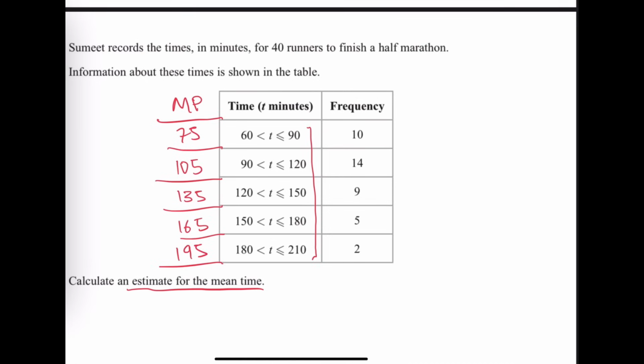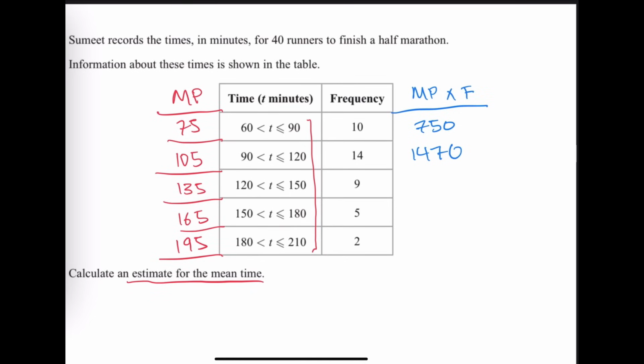Now, what we do next is take the midpoint and times it by the frequency, as this is just an average of what we think every single person did. So we do 75 times 10, that is 750. We do 105 times 14, that is 1470. 9 times 135, that is 1215. We do 5 times 165, that is 825. And lastly, we do 2 times 195, that is 390.